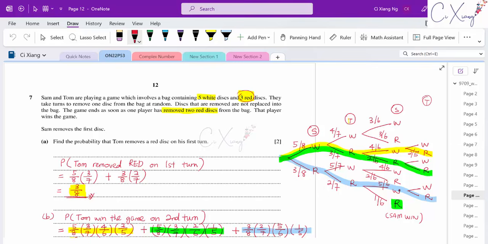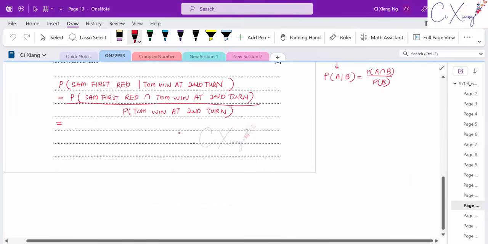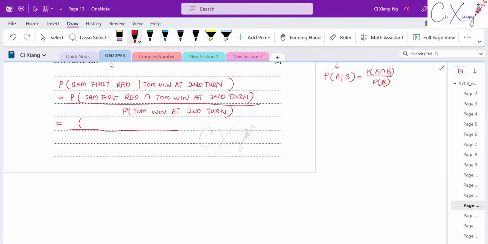For the blue pathway, you can see Tom wins the game, but at the same time Sam's first disc is red color. So I will include the blue pathway probability in our calculation: 3 over 8, 2 over 7, 5 over 6, and also 1 over 5. Let us put this into our calculation here. The numerator on top will be the blue pathway: 3 over 8, 2 over 7, 5 over 6, and 1 over 5.